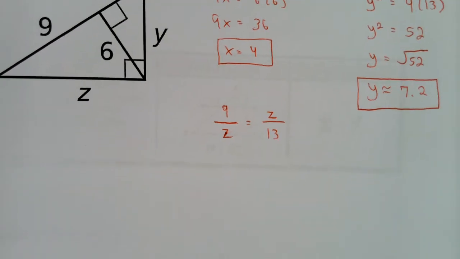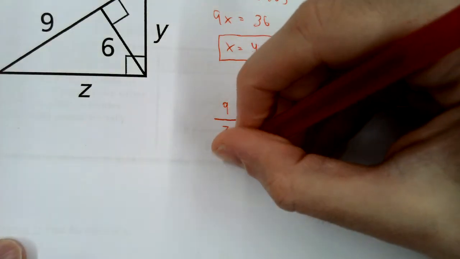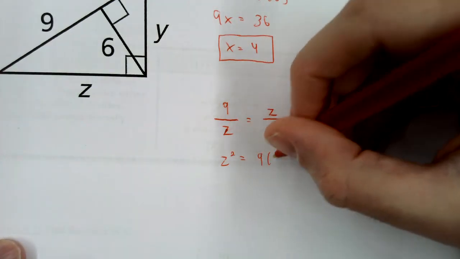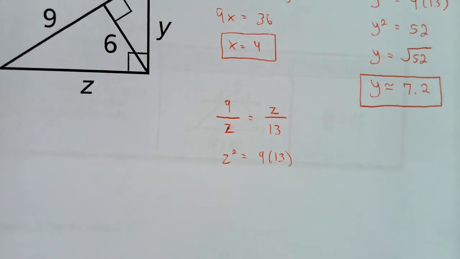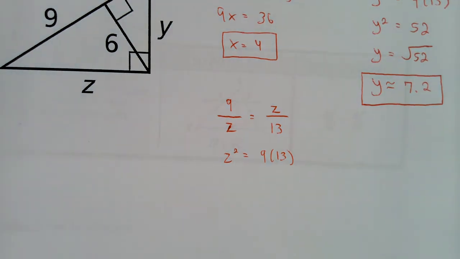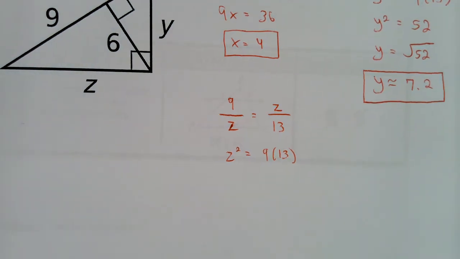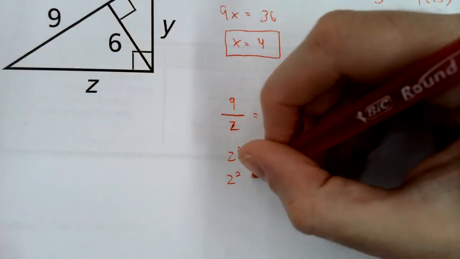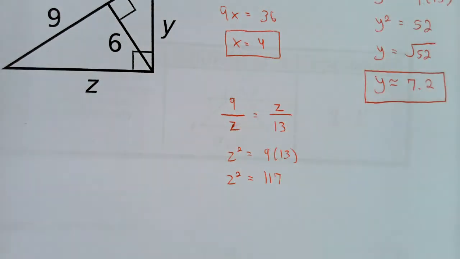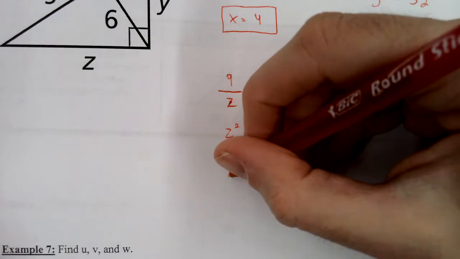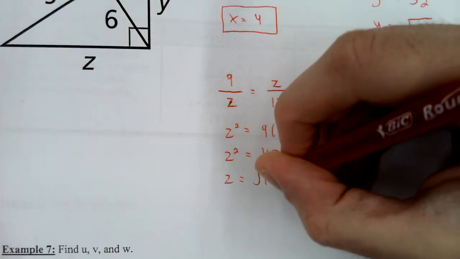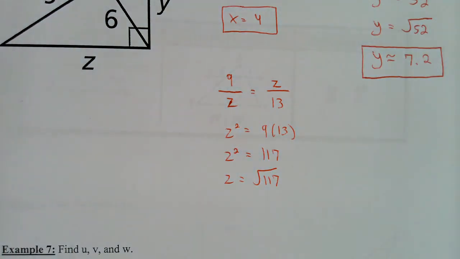Cross multiply. Z squared equals 9 times 13. 9 times 13 is 117. So z equals the square root of 117. And again, you can just get a decimal for now. That's fine for now. It'll be approximately 10.8.